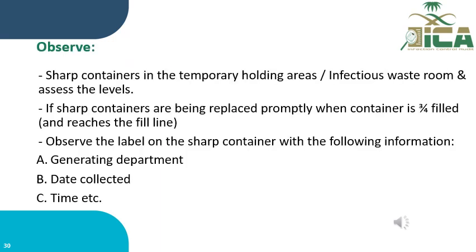So the observation method for evaluating this sub-element requires observing any sharp containers in the temporary holding area and infectious waste room, and assessing the levels. And if the sharp containers are being replaced promptly when the container is three-fourths filled and reaches the fill line. We also have to observe the label on the sharp container with the following information: a generating department, a date collected, and also the time, etc.